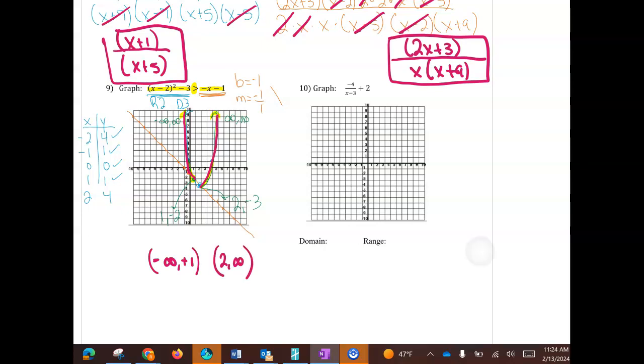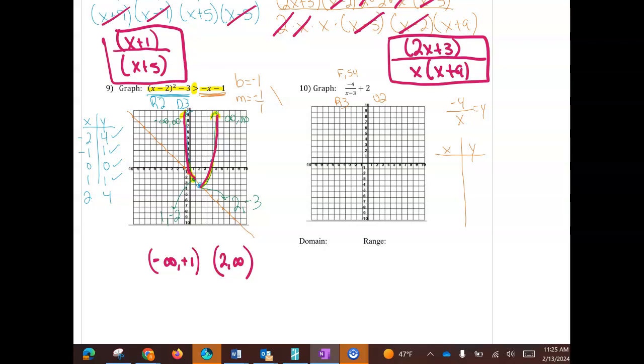All right, number 10 is from our current section. So we have a flip and a stretch of 4. We have right 3 and up 2. So if you remember, we will be using this to make our table. All right, so we're going to build the stretch in.